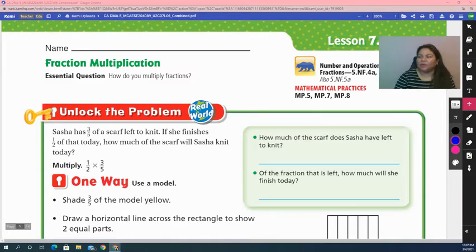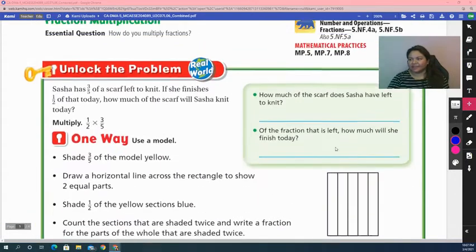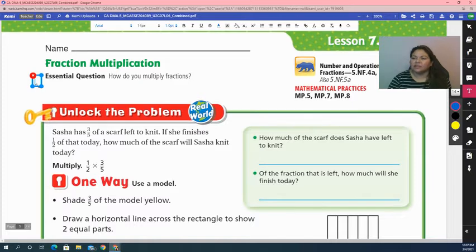Boys and girls, today we are doing lesson 7.6. Lesson 7.6 is on fraction multiplication, and we are on page 327. We're going to start off by writing our objective and looking at the essential question. What is this lesson about? What are we going to be learning today? Today, the essential question is, how do you multiply fractions?